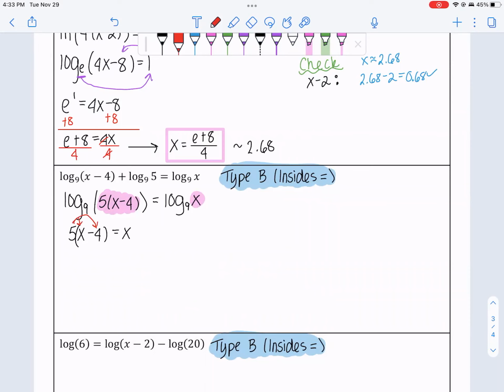Distributing the 5, 5x minus 20 is equal to x. If I subtract 5x on both sides, I get negative 20 equal to x minus 5x, which is negative 4x. Dividing both sides by negative 4, negative 20 divided by negative 4 is 5. So I get x equals 5 as an answer.